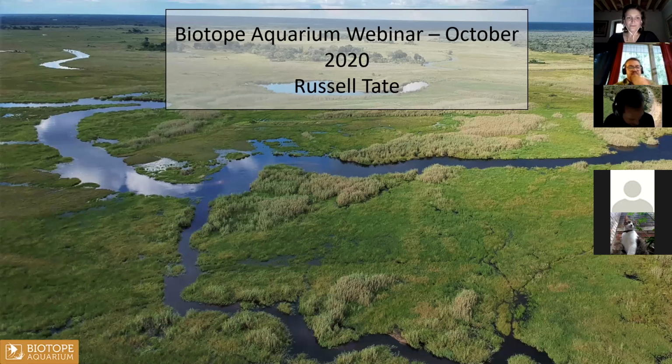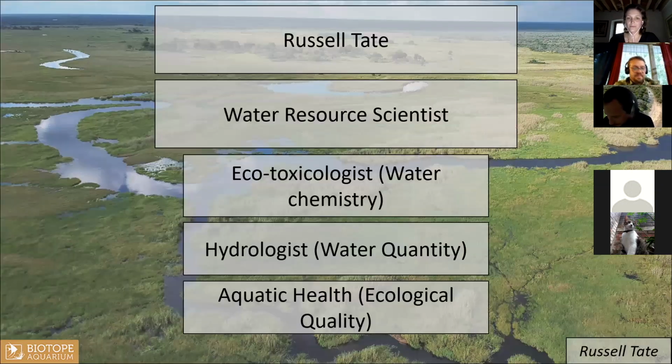Essentially a little introduction to myself. My name's Russell Tate. I'm broadly classified as a water resource scientist. My primary studies have been around eco-toxicology, which is essentially the effect of water chemistry on aquatic organisms, looking at the influence of, let's say, metals on fish, as an example. That's pretty much what the eco-toxicologist role entails.